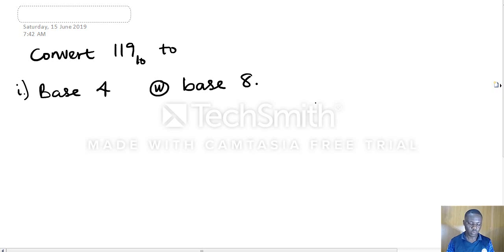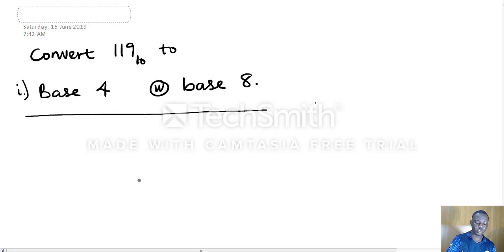Also, we are asked to convert 119 base 10 to base 4. I will leave this as a take-home assignment for you to try. What you have to do is use the long division method to divide 119 by 4 to get its equivalent in base 4, and you do the same dividing it by 8 to get its equivalent in base 8. That brings us to the end of today's class.